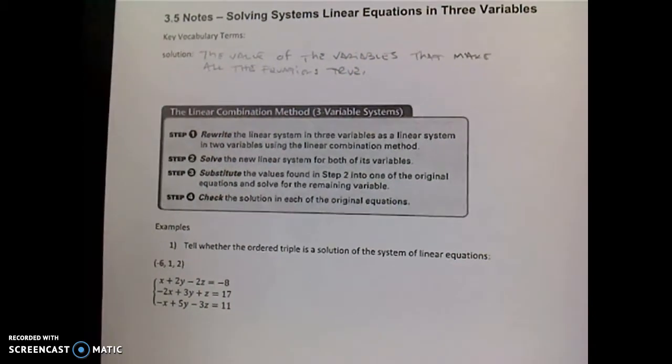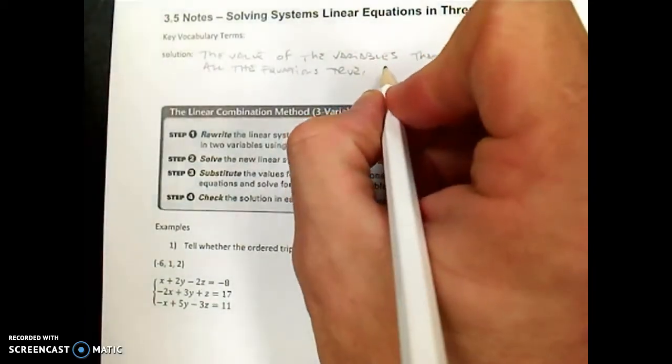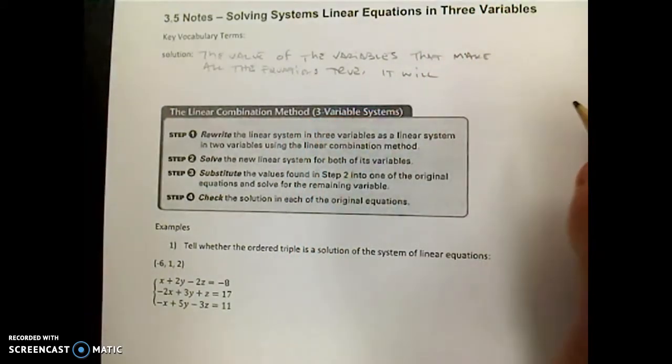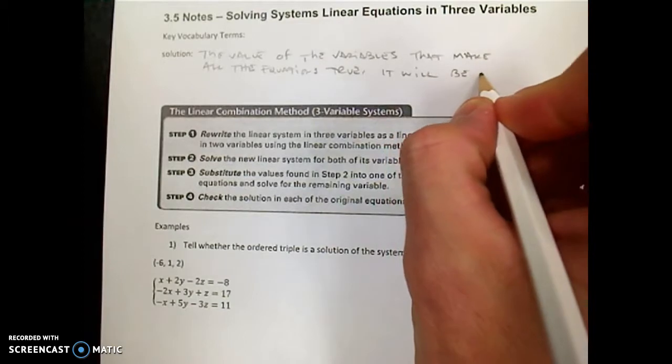Okay, so it turns out that now we have three equations, three variables. So whereas in the past our solution was an ordered pair, now we're going to have x, y, and z. So an ordered triple.